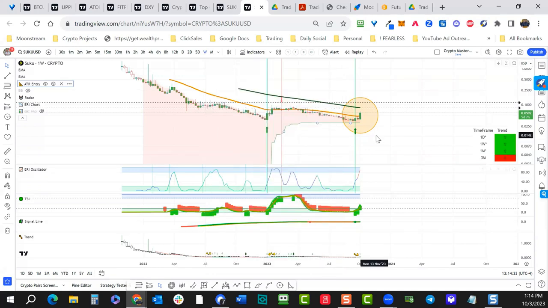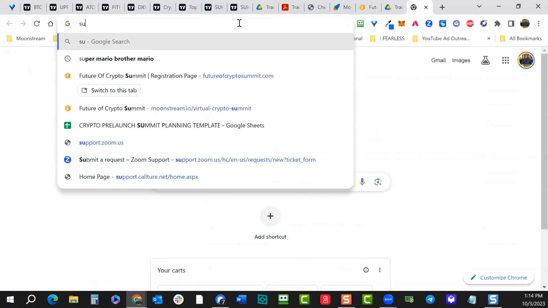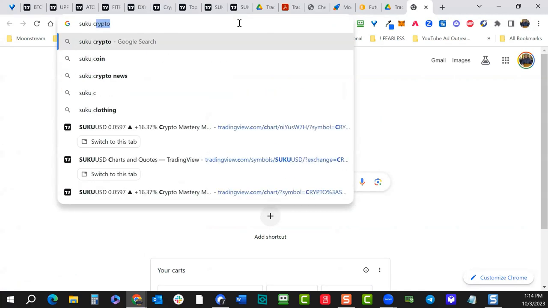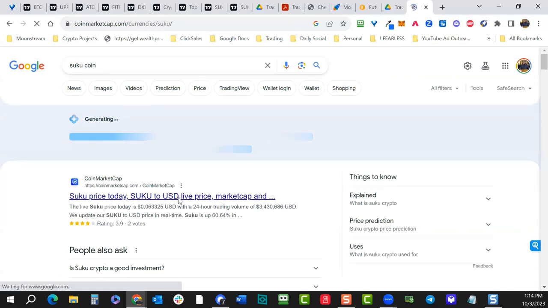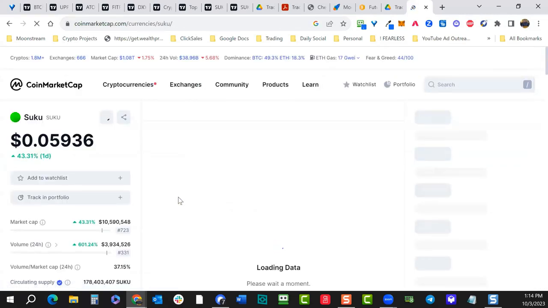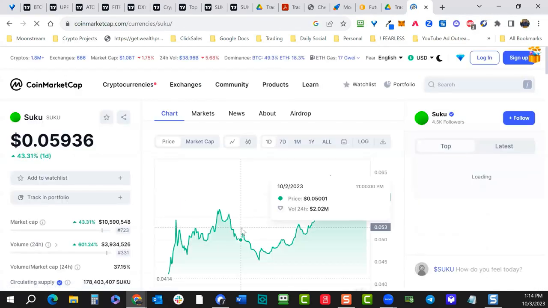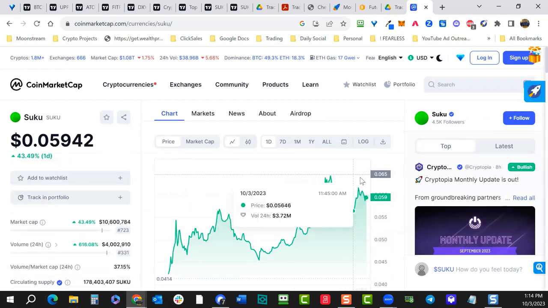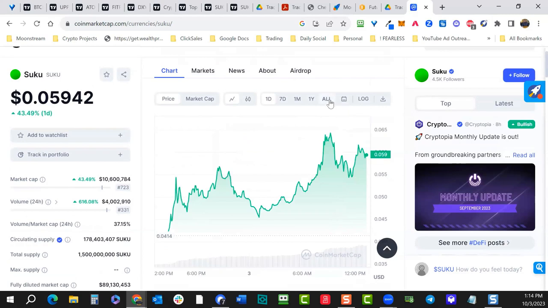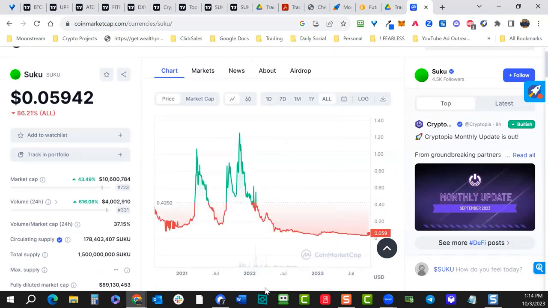Because I think an ideal place to buy this, assuming it's not a total shitcoin, let's see what Suku does. Suku price. And then we'll wrap up, you guys. Let's see, where is it on the total market cap? If we go to all time, this thing's way, way down. This thing's been crushed in the bull bear market, but these things, they come back, right?